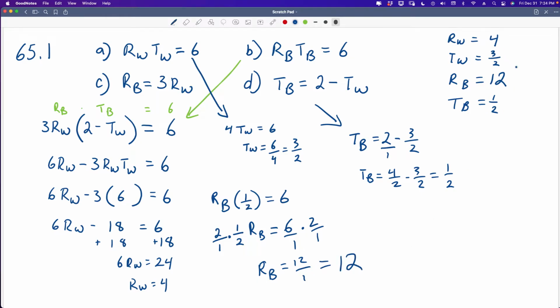We have all 4 of our variables solved for. And we really just had to do one that was complicated. The rest of them were pretty simple after that. So if you haven't written all of this down, go ahead and do so.